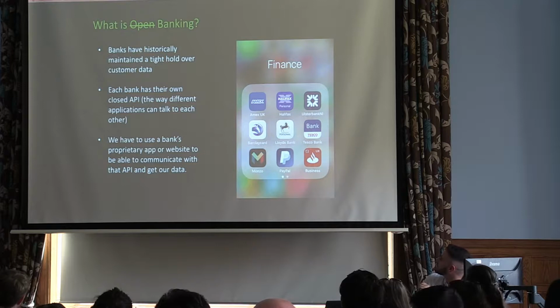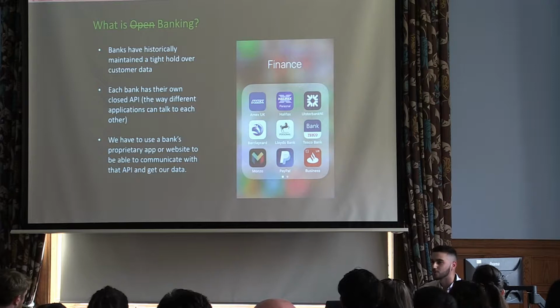But yeah, I'm sure I'm not the only one who has something which looks like that. And there's not a good reason for why it looks like that, but there is a reason. And that reason is because banks have historically maintained control over our data. So that data can be financial transactions, our accounts, our loans that we have, our mortgages, everything that we have. Banks own that, and they dictate to us how we actually go about getting access to that data.